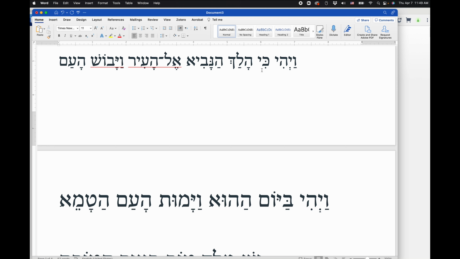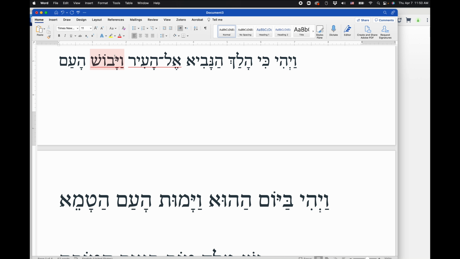The tricky part here is the key. And I'm not sure if the key even really belongs here. I think the idea was for you to translate this as, "it happened that he went." Who went? The prophet. The prophet went. Where did he go? El ha'ir. He went to the town, or to the city. So the prophet went to the city.